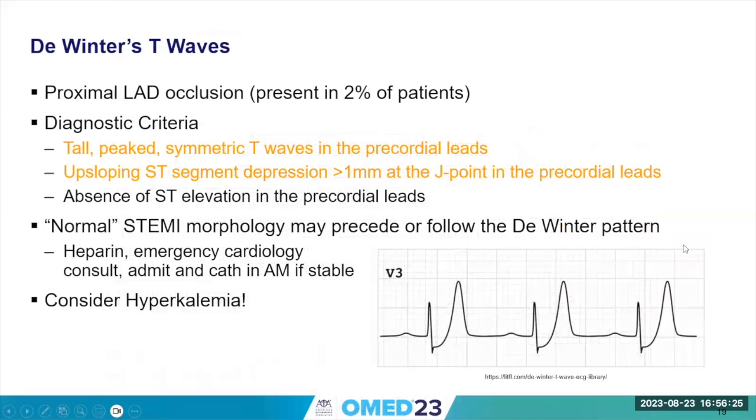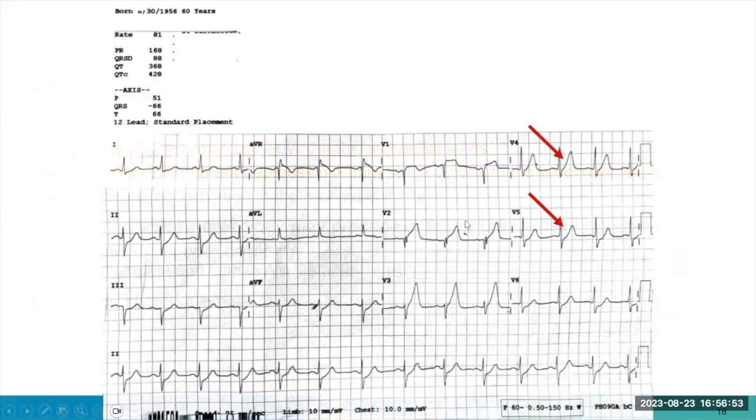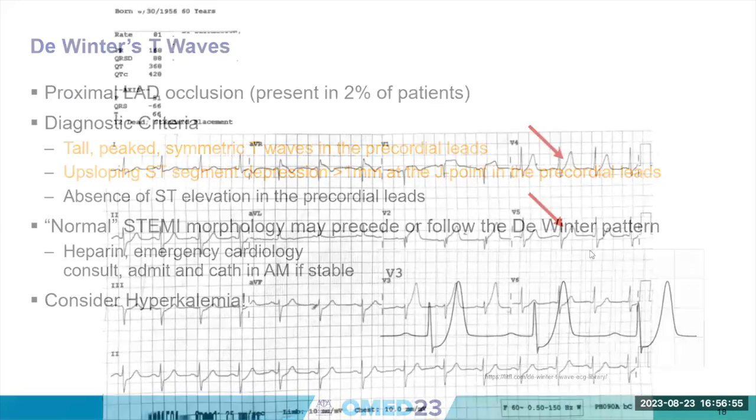Very good. It's De Winter's T waves. This is due to a proximal LAD occlusion. This can occur in about 2% of patients. The diagnostic criteria for De Winter's T waves are tall, peaked, symmetric T waves in the precordial leads, usually with that upsloping ST segment depression of greater than 1 millimeter at the J point, and then an absence of ST elevation in the precordial leads. There's no ST elevation, just like on our previous EKG, no ST elevation here.